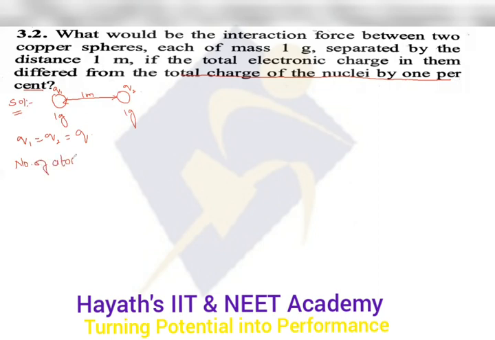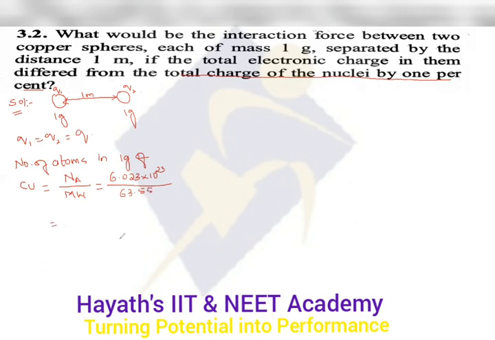To find the number of atoms in 1 gram of copper, it can be given as Avogadro number divided by the molecular weight of copper. The molecular weight of copper is 63.55, and Avogadro's number can be taken as 6.023 into 10 power 23, whole divided by 63.55. So we will get the number of atoms after dividing.